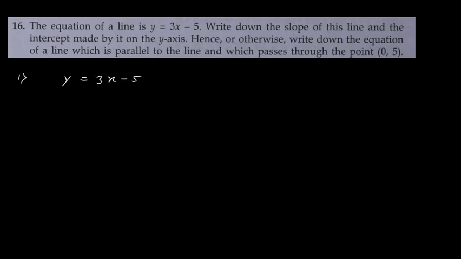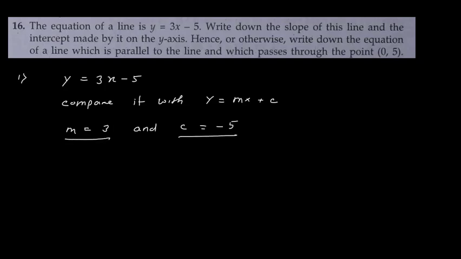We have to write down the slope. Okay, so I can say that compare it with y is equals to mx plus c. We can say that m is equals to 3 and c equal to minus 5. Okay, m is 3 and c is equals to minus 5. So this is slope and this is y-intercept. Write down the equation of line which is parallel to this line.